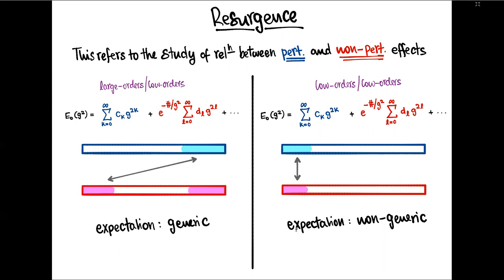There is also another form of resurgence, which is low orders, low orders resurgence. Here I have the same picture, except in this case, the statement of low orders resurgence is that the low orders in the perturbative sector determine the low orders in the non-perturbative sector. Now the expectation is that this is not a generic feature of quantum systems, that it is only true in certain very nice special examples. The focus today, at least for us, is going to be on low orders resurgence. Okay, I'll pause here if there are any questions.